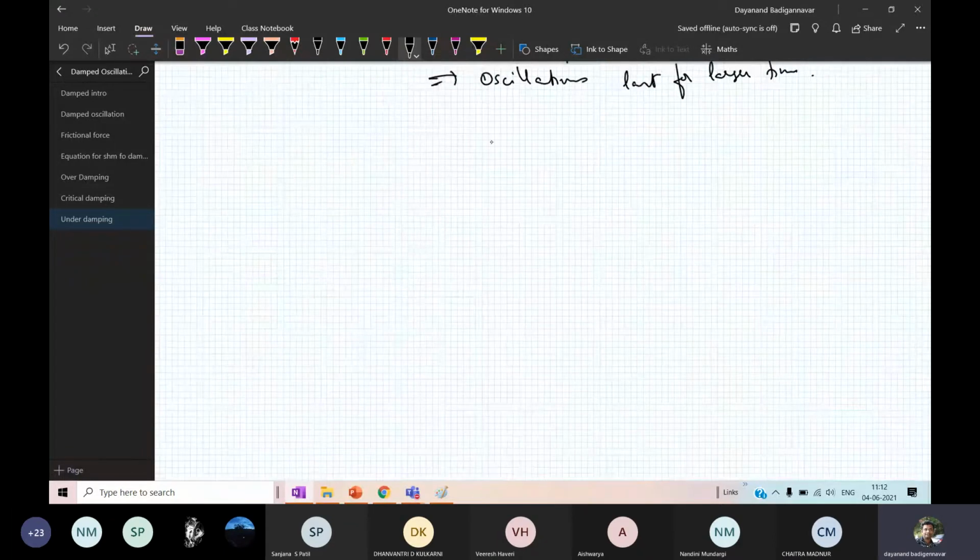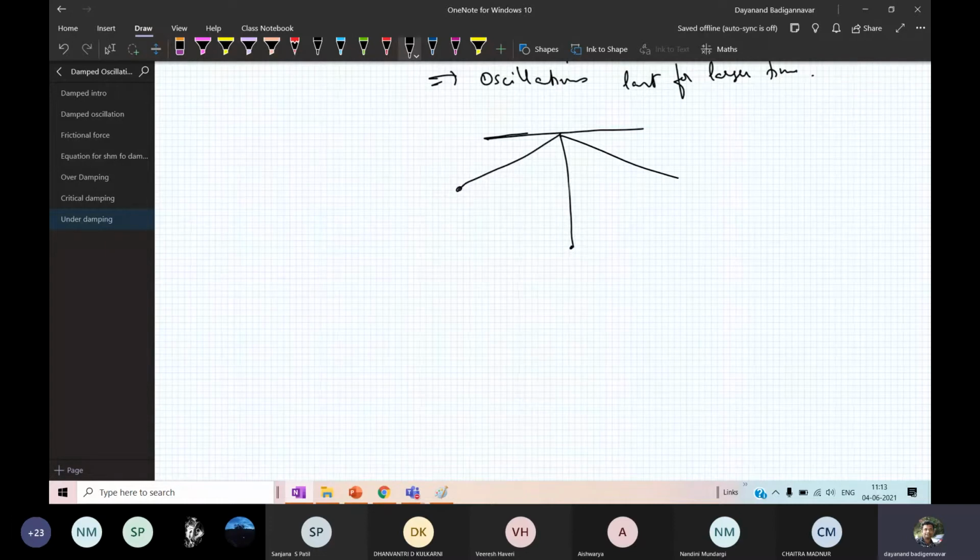I have a simple pendulum which is oscillating like this. Over the time, it goes on decreasing in amplitude. What happens over the time? The amplitude will be here, then the amplitude is here. So initially it is between A and B. After some time it is A dash, B dash.